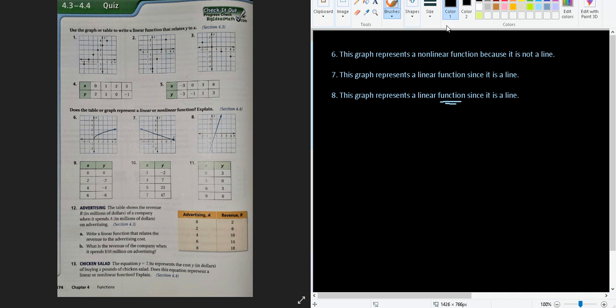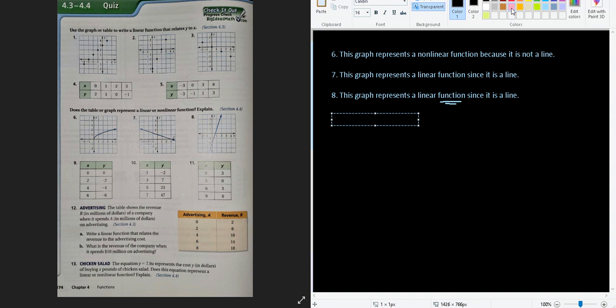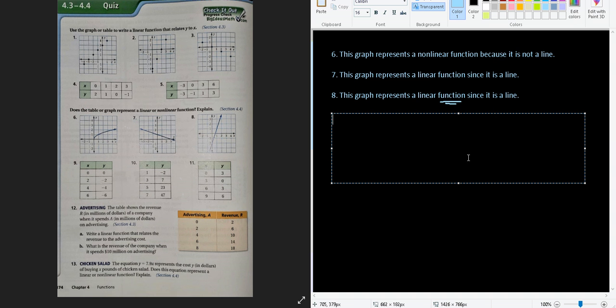Microsoft Paint. All right, there we go. So moving on to the next 3. It is asking again, is this graph linear or nonlinear, and is it a linear or nonlinear function, and explain. So number 9, I'm going to say, looking at my rise here, I'm actually going down by 2. My run, I'm going up by 2. So this one has a constant slope.